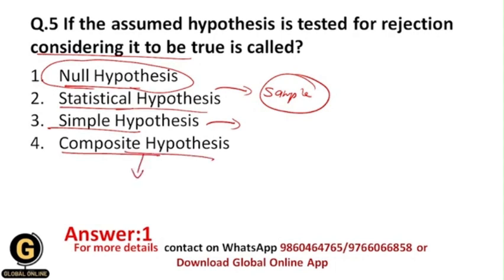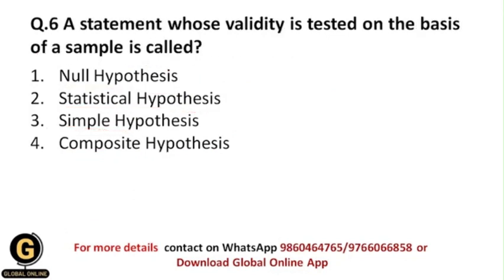Okay, so a composite hypothesis is again a type of hypothesis, and in this hypothesis we don't actually assign the values of the variables. So basically we don't understand exactly the values of variables under the composite hypothesis. All of you getting? And it is called the composite hypothesis, and that's why here your correct answer is null hypothesis. Next, a statement whose validity is tested on the basis of a sample is called.